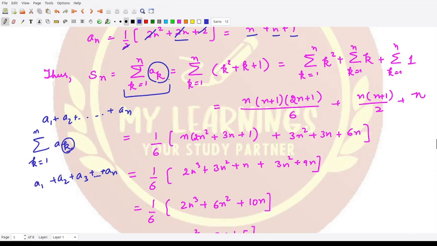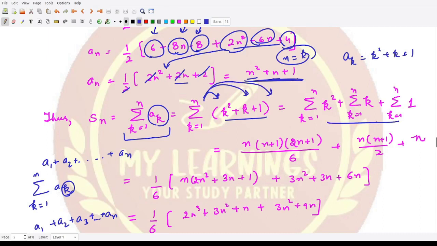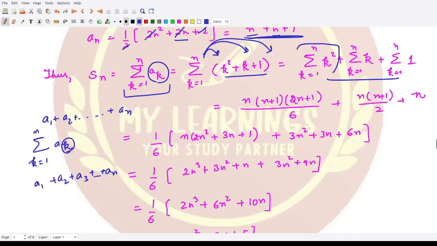So now we can substitute the value of ak. If your an was this, so your ak would be k square plus k plus 1, right? Substituting in the value of n is equal to k into this expression. So this is this. Now you can separate out the summation on each term. So we would have this term. Now you know the sum of square of first n natural numbers is n into n plus 1 into 2n plus 1 divided by 6. The sum of first n natural numbers is n into n plus 1 divided by 2. And when you add 1 to itself n times, it would be n, correct?